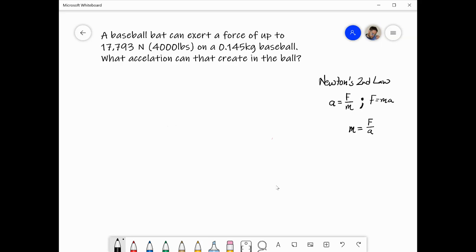The problem that I'm going to look at here is that a baseball bat can exert a force of up to 17,793 newtons, which is 4,000 pounds, on a 0.145 kilogram baseball, the standard mass of a baseball. What acceleration can that create in the ball? Remember, an acceleration is a change in velocity. The ball comes in at a particular speed, hits the bat, turns around, and goes out the opposite direction, which is a change in velocity. So that's our acceleration.